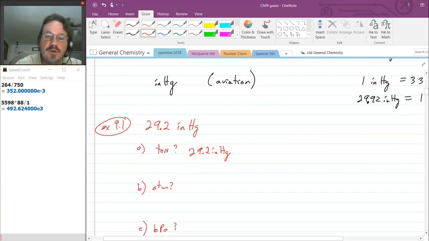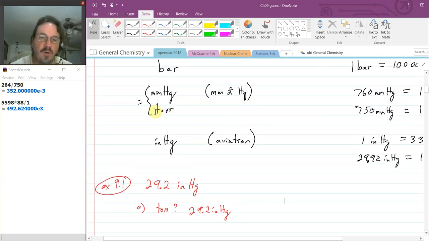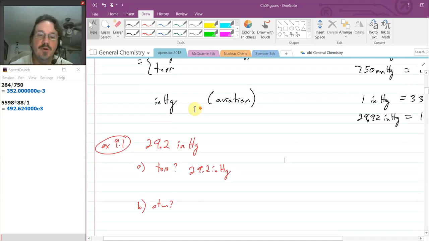And remember, an inch of mercury is that distance of mercury, if you will, in inches. When they want it to go, instead of from inches, they want it to go to millimeters. Why do I say that? Because they asked for torr. And if you remember, torr is just another name for millimeters of mercury.